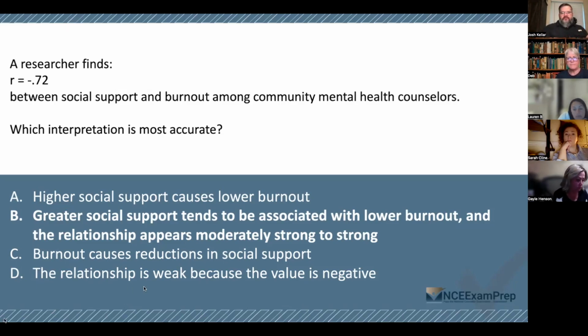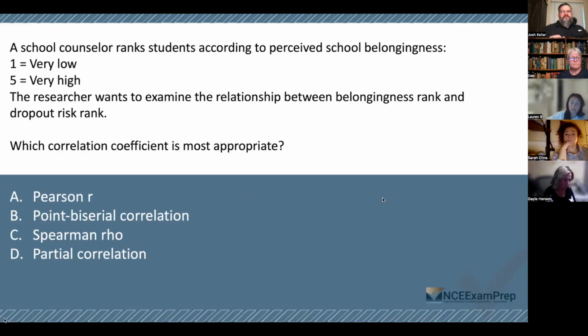D is wrong. The relationship is weak because the value is negative. Well, negative doesn't mean weak, right? There can be a weak negative, there can be a weak positive. Okay, good. The school counselor ranks students according to perceived school belongingness, 1 equals very low, 5 equals very high. The researcher wants to examine the relationship between belongingness rank and dropout risk rank. Which correlation coefficient is most appropriate?